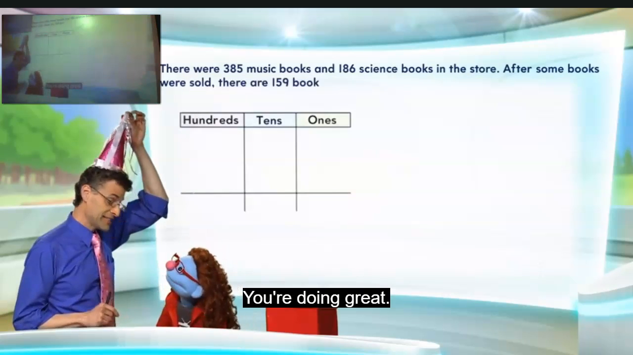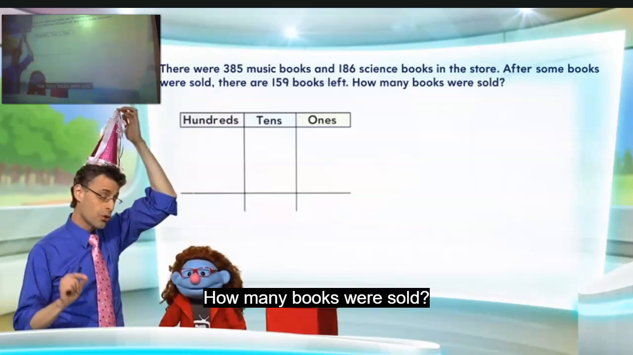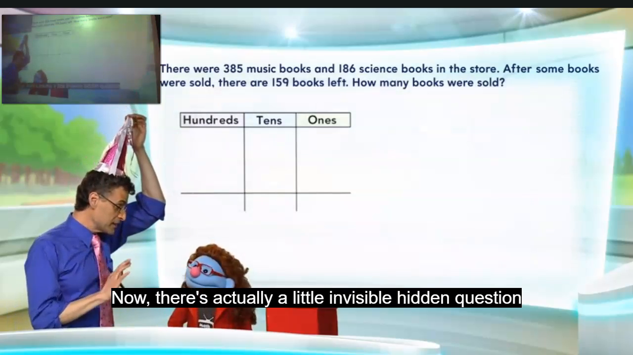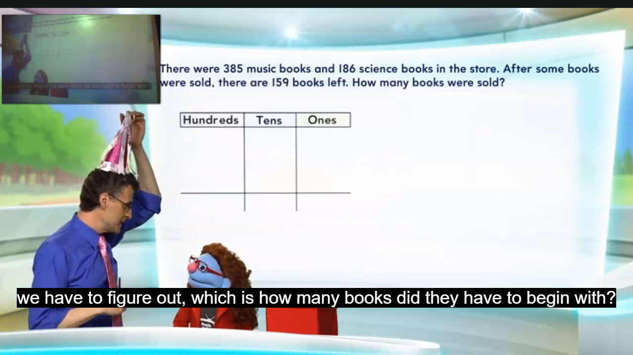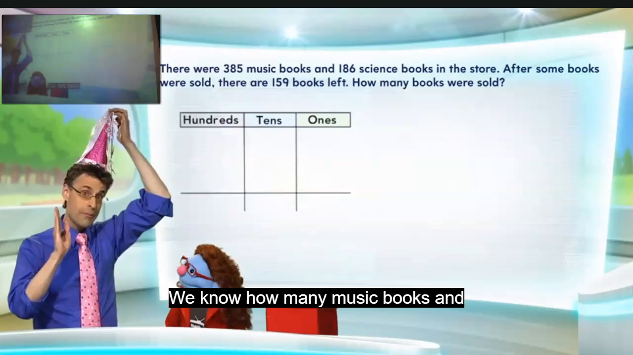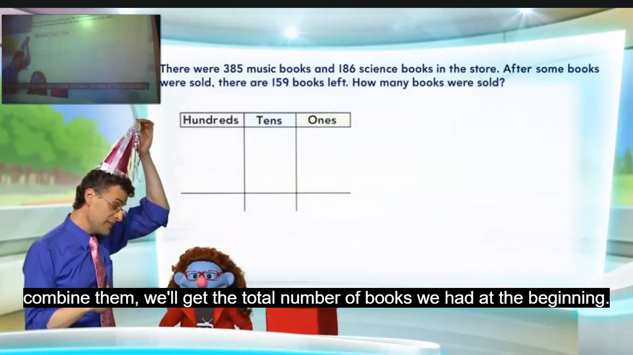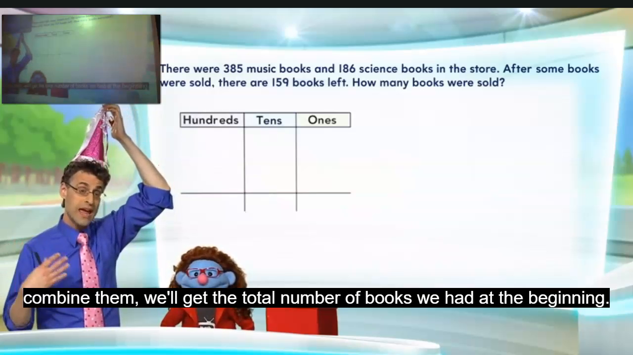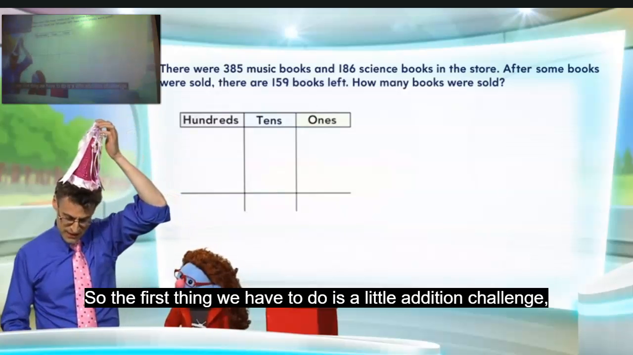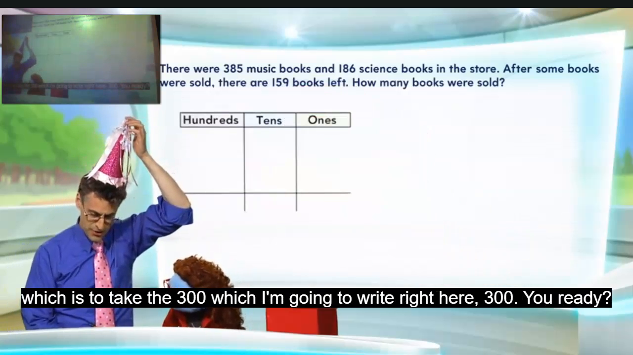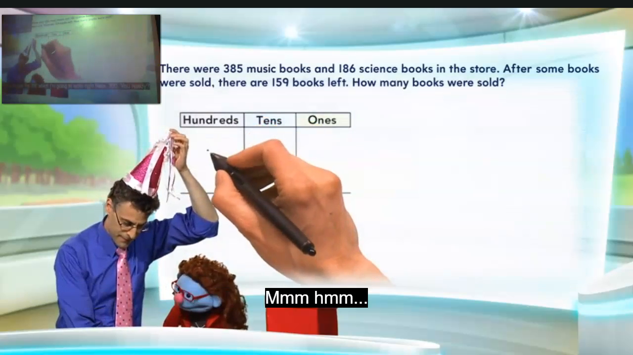You're doing great. It's actually harder than it looks. Here's the challenge. How many books were sold? Now, there's actually a little invisible, hidden question we have to figure out, which is how many books did they have to begin with? Now, he's clever. We know how many music books and we know how many science books, and so if we add those two numbers together, combine them, we will get the total number of books we had at the beginning. Aha! So the first thing we have to do is a little addition challenge, which is to take the 300, which I'm going to write right here, 300. You ready?